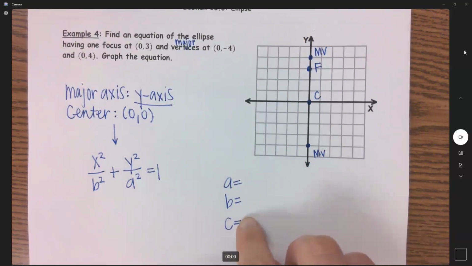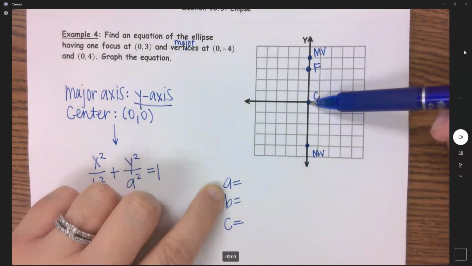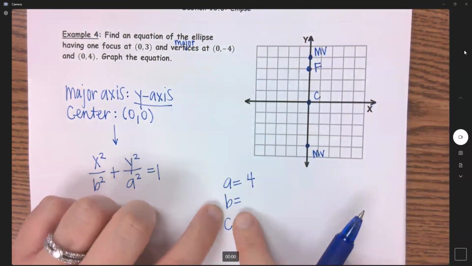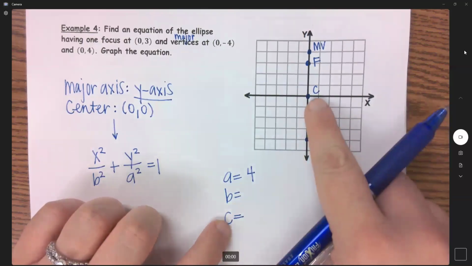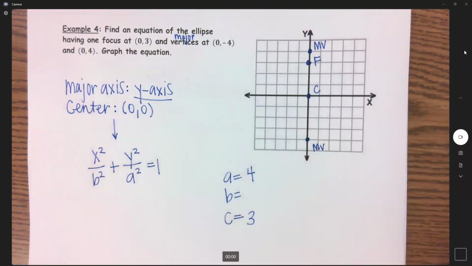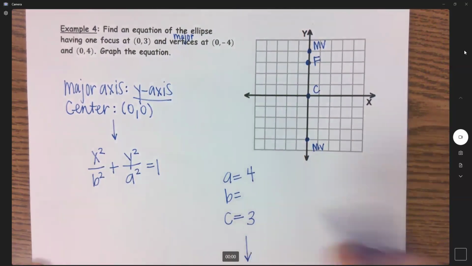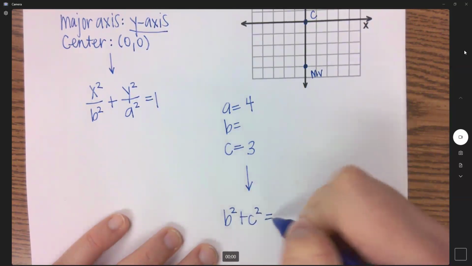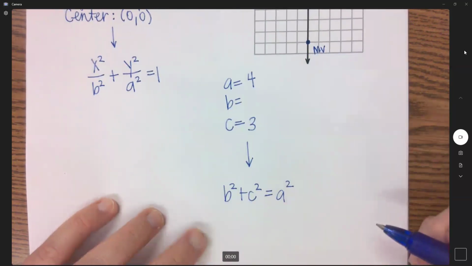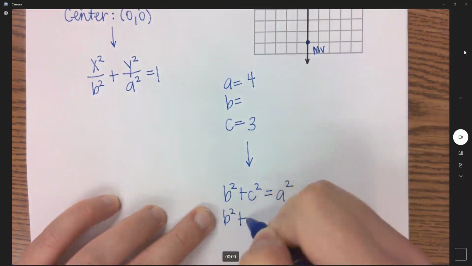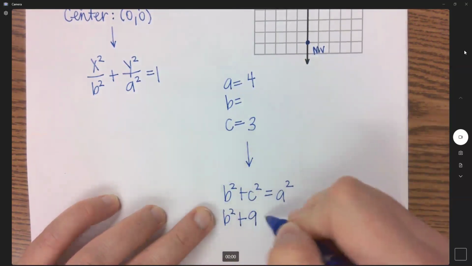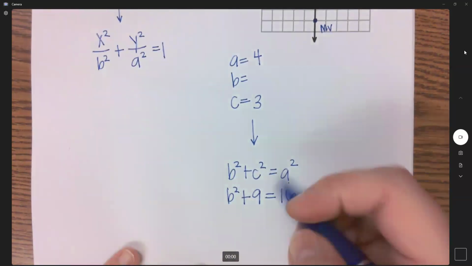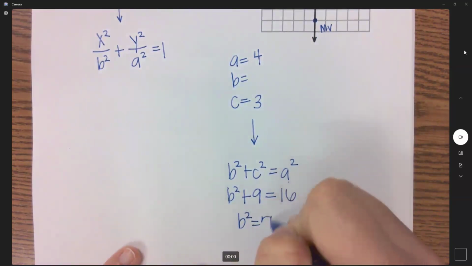So we need to identify our A, B, and C. My A is the distance from center to major, so that is 4. I don't have anything on my minor, but what I do have is C, the distance from my center to my focus, which is 3. So now let's use our formula of B squared plus C squared equals A squared. B squared we don't know. C squared is 9. A squared would be 16. Subtract your 9 over, and we've got B squared equals 7.